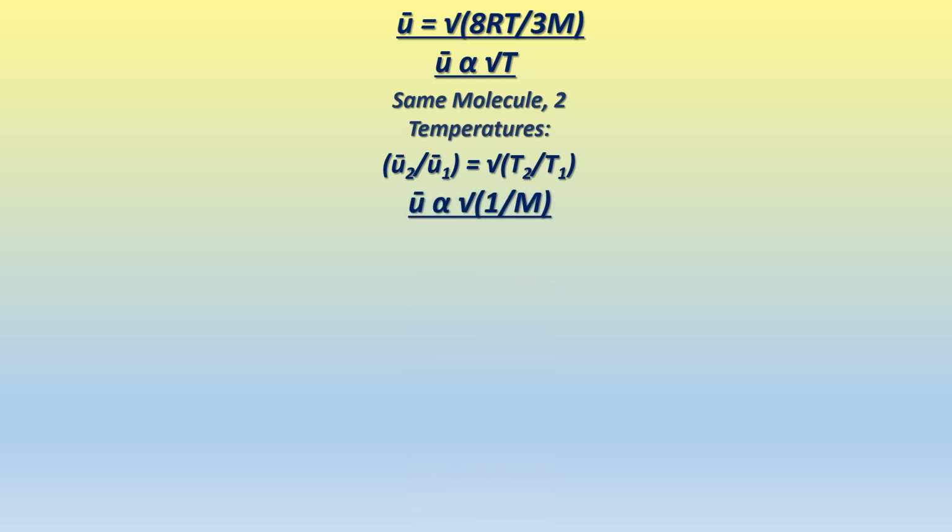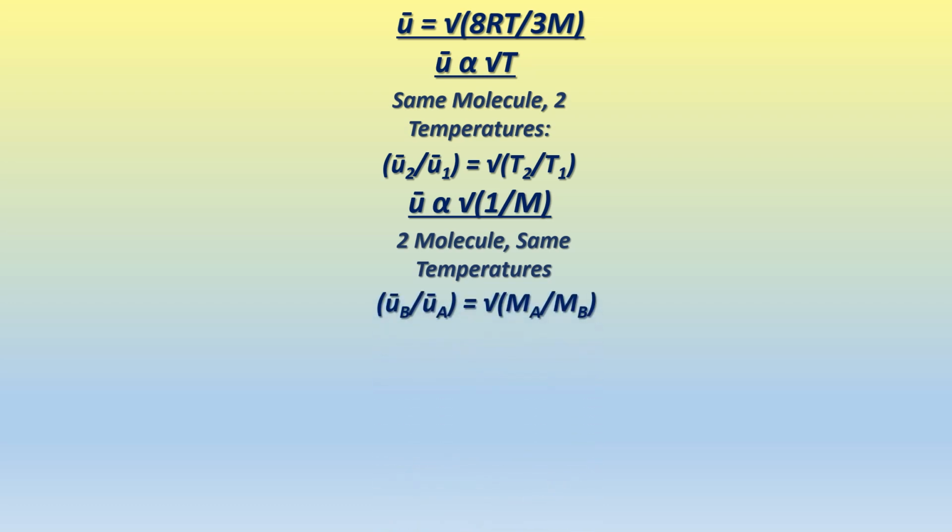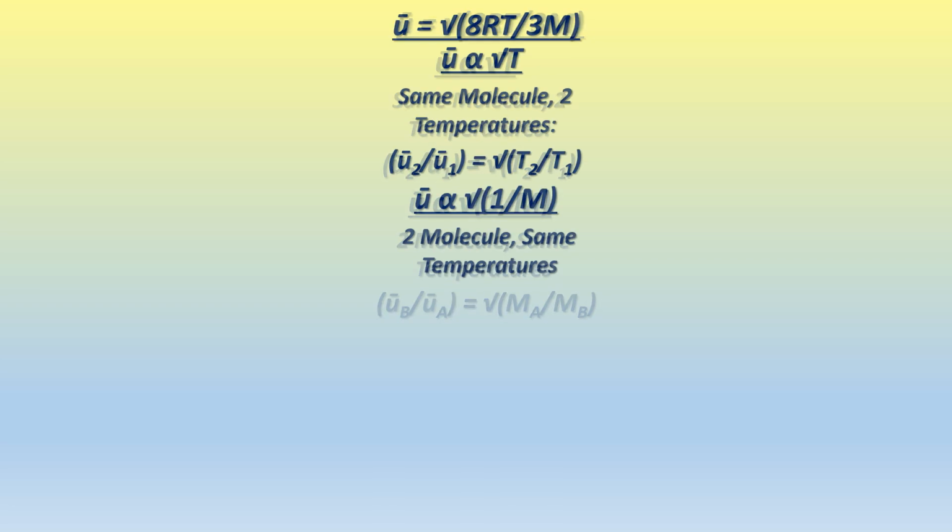Velocity is also inversely proportional to the square root of the mass. This also makes sense because if something is heavier, it's going to move slower. So as weight goes up, velocity goes down. So if I have two molecules at the same temperature, the velocity of B over the velocity of A is going to be the square root of the mass of A over the mass of B. This factor can be used analytically.